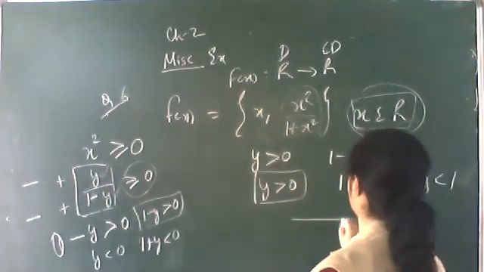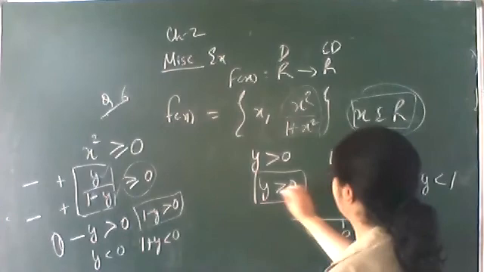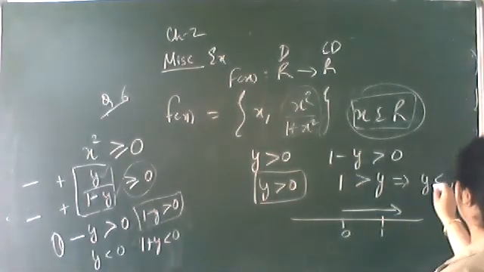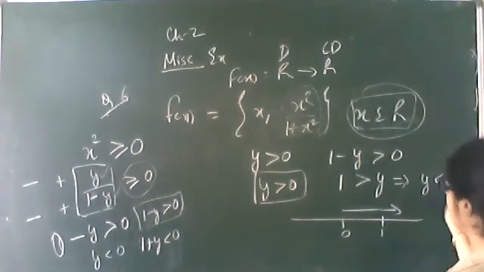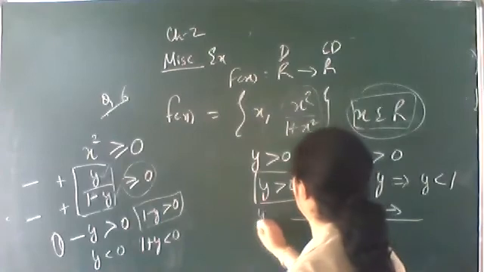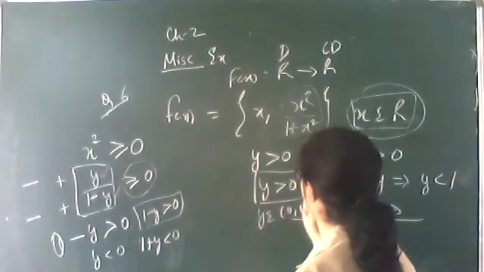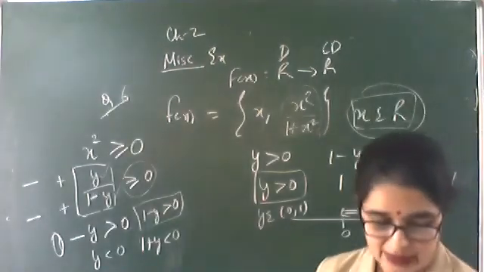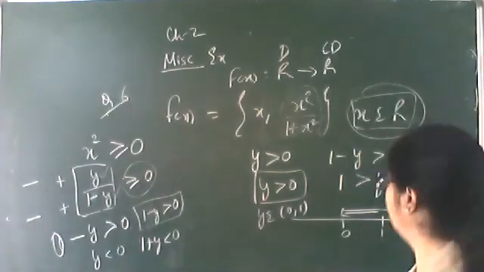Draw the number line, 0 and 1. y should be greater than 0, this side, any value. y should be less than 1, this side. So the interval will be what? y belongs to (0, 1). Clear? y belongs to (0, 1) will come.